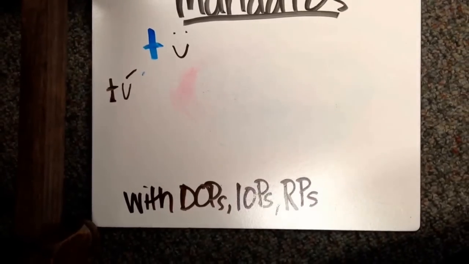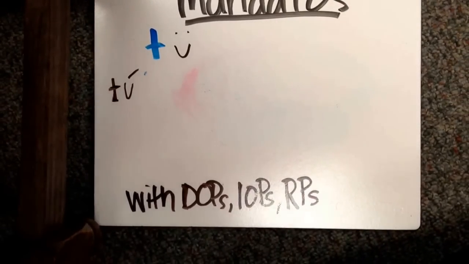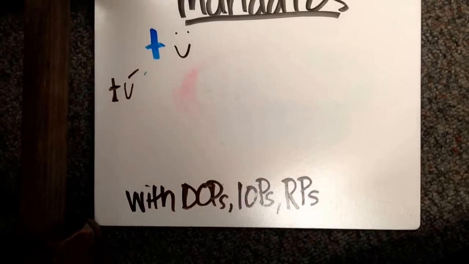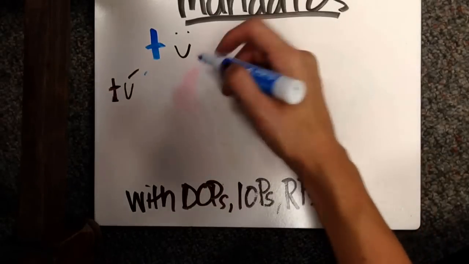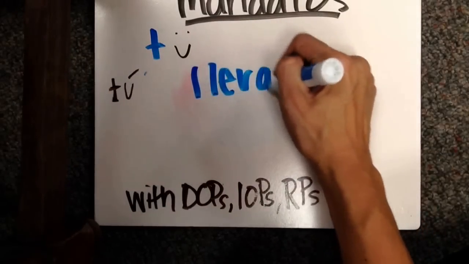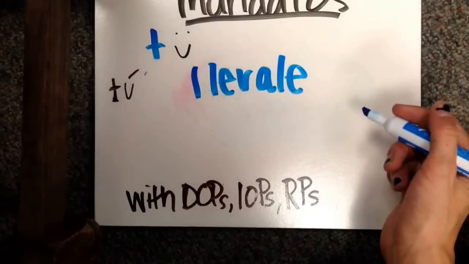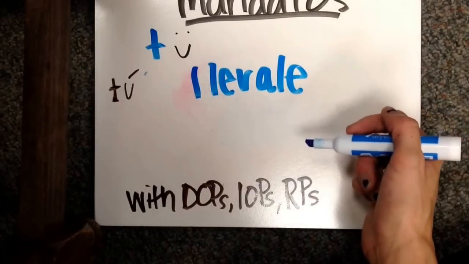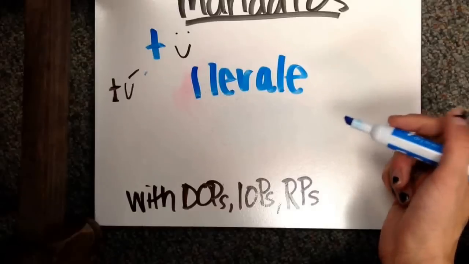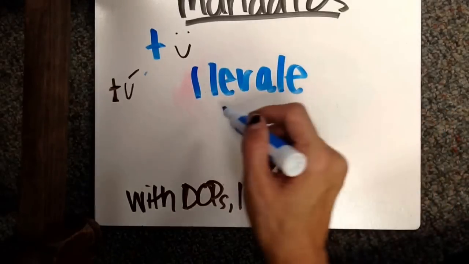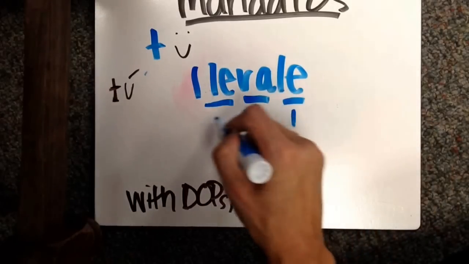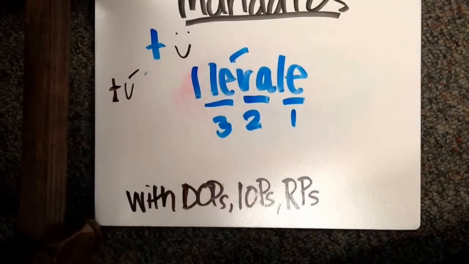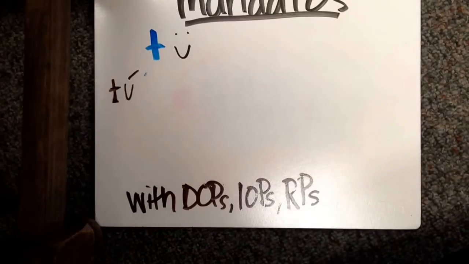Like I mentioned, this can be done with direct object pronouns. It can also be done with indirect object pronouns. For example, if I wanted to tell you to take your friend to school and your friend was a boy, I could say, llévale a la escuela. Llevar being the infinitive, lleva being the command, and le being the indirect object pronoun. So we have three syllables and we have to go back three. Llévale.